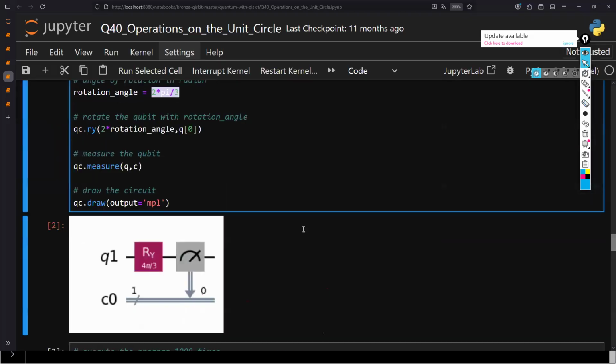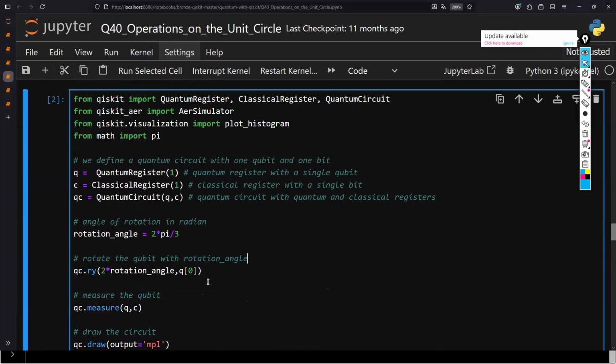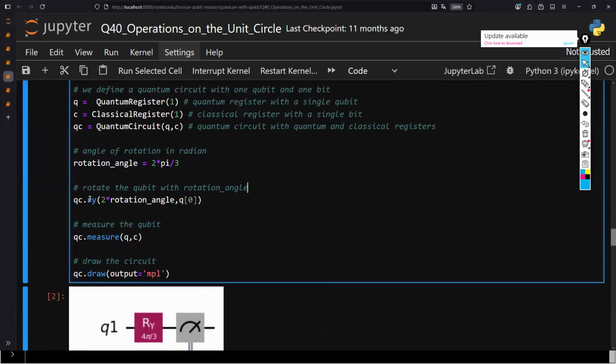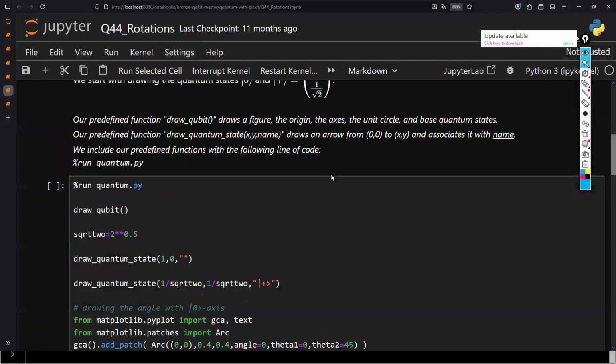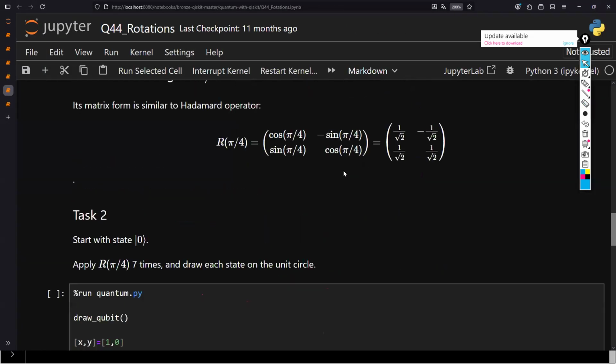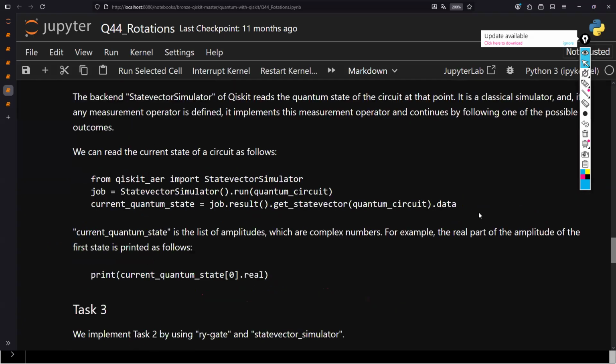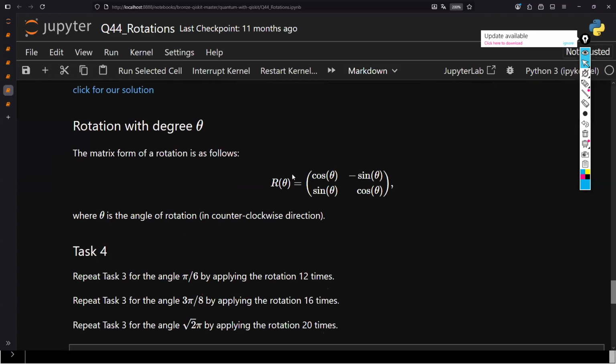So here's the operation again. You have to apply not the y gate but RY, which means rotation y, and then pass in double your angle. Right? Here is, I think, the generalized formula for this. Okay, yes. So this is what you would get in your representation.